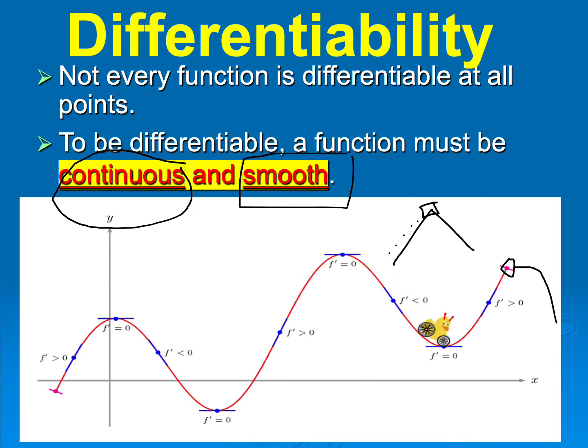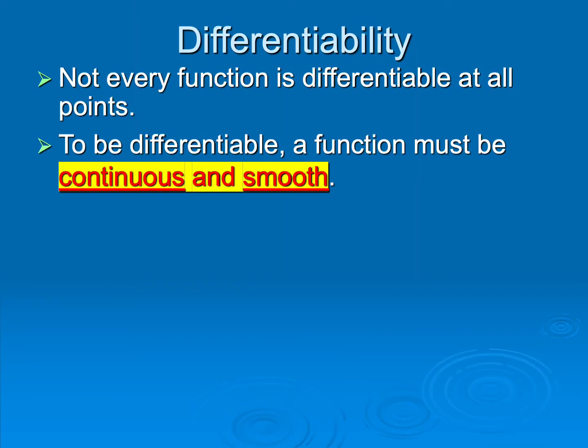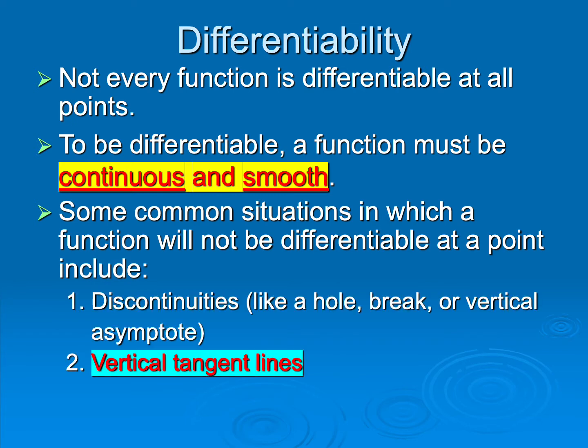So as we can see, if the graph is smooth and continuous, we say the function is differentiable. That means the function is differentiable only if it is continuous; if it is not continuous, it is not differentiable. If there is a hole, a break, or a vertical asymptote, all these discontinuity points make the function not differentiable.